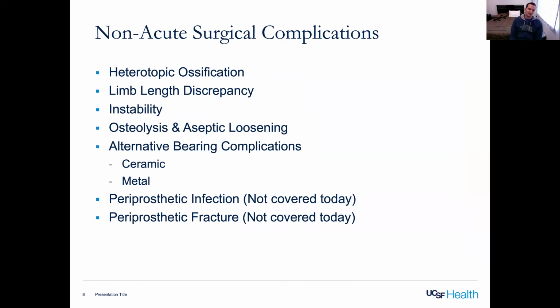So the non-acute surgical complications we're going to talk about today include heterotopic ossification, limb length discrepancy, instability, osteolysis, which I coupled with aseptic loosening, and then we're going to briefly touch on alternative bearing complications. We're not going to cover periprosthetic infection today, and we're also not going to cover overall periprosthetic fractures outside of the acute setting, because those are covered by Dr. Toogood, and periprosthetic infection is its whole separate lecture.